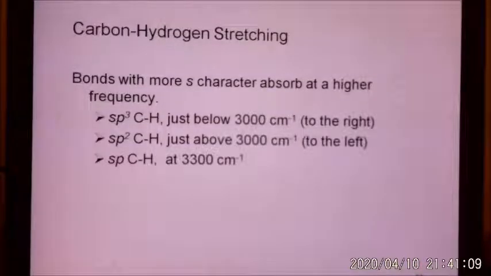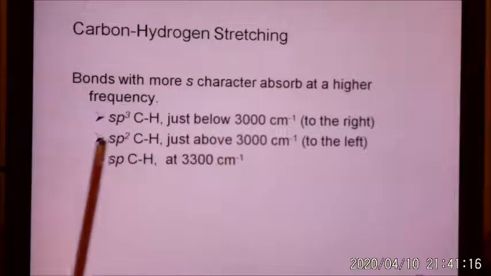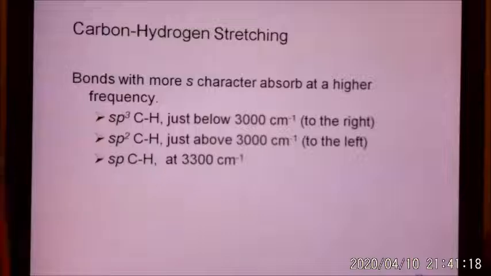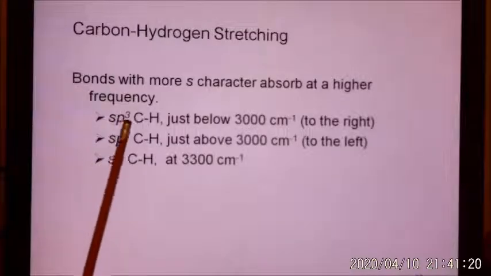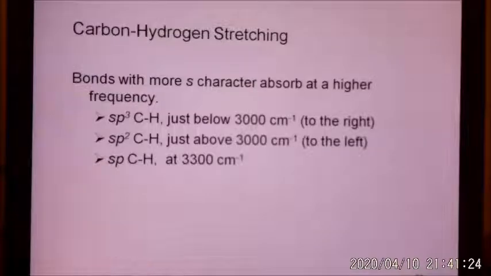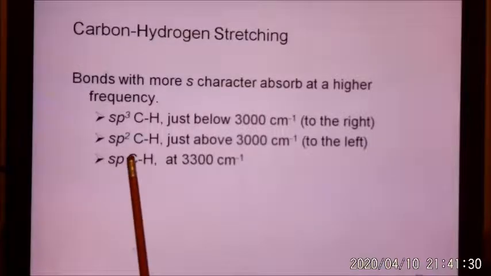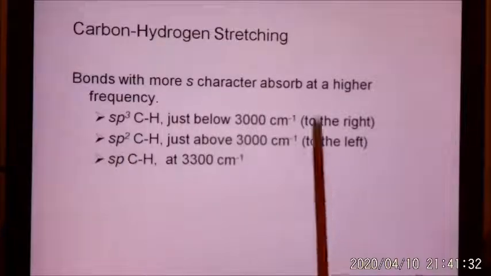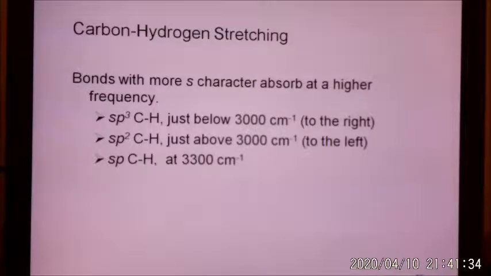Carbon-hydrogen bond stretching. sp3, the more s character, it absorbs at a higher frequency. Oh, no, they're 3300, I'm so sorry. sp3 CH, just below 3000. sp2 CH, just above 3000. sp CH, 3300. And if you see this, and you think you have a terminal alkyne, you're going to look at just below 2200 for the carbon triple bond carbon stretch.